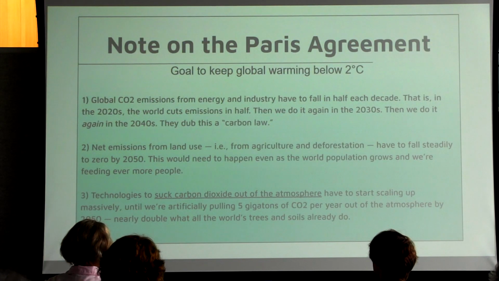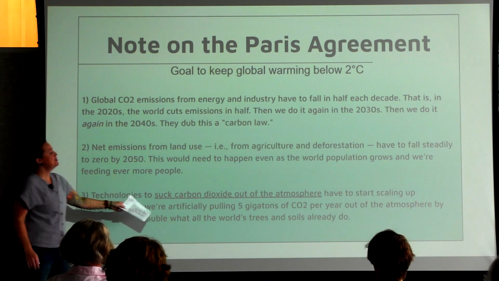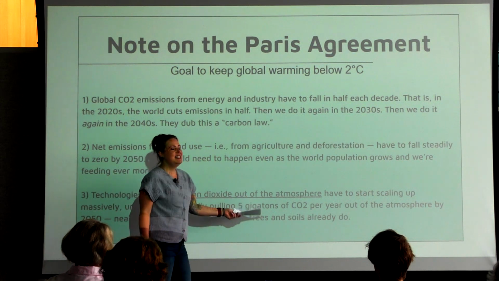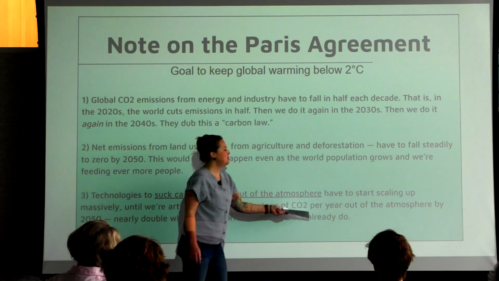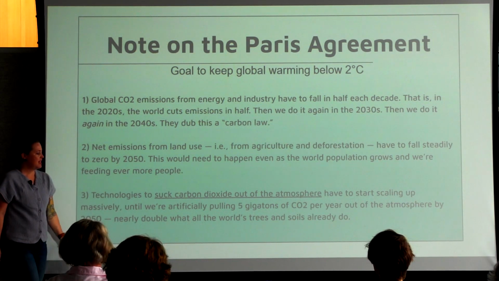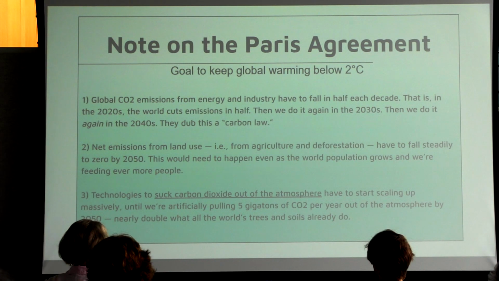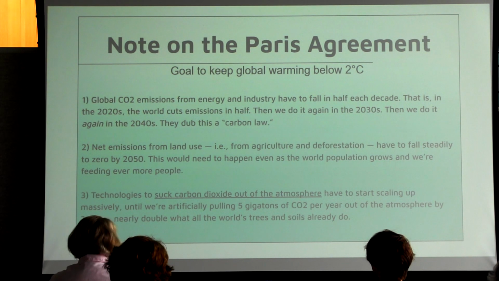Last one. Technologies that suck carbon dioxide out of the atmosphere have to start scaling up absolutely massively, until we're able to artificially pull 5 gigatons of CO2 per year out of the atmosphere by 2050. That's nearly double what all of the world's trees and soils already do. So while politicians have hopes and dreams, they are very rarely backed by science.